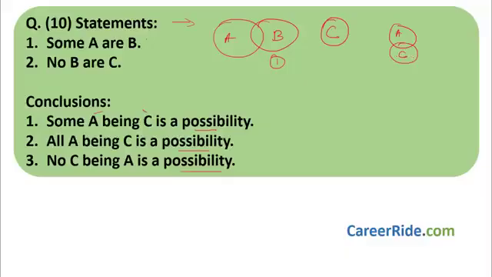Now let us see whether this is a correct diagram or not. Let us try to draw the diagram as per the statements. Some A are B, and no B are C. Yes, we have kept a gap between them, so no B are C. So this is a possibly correct Venn diagram.